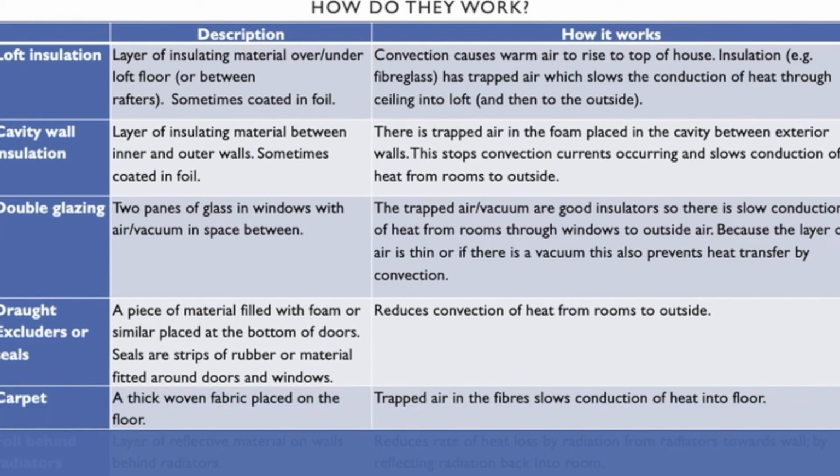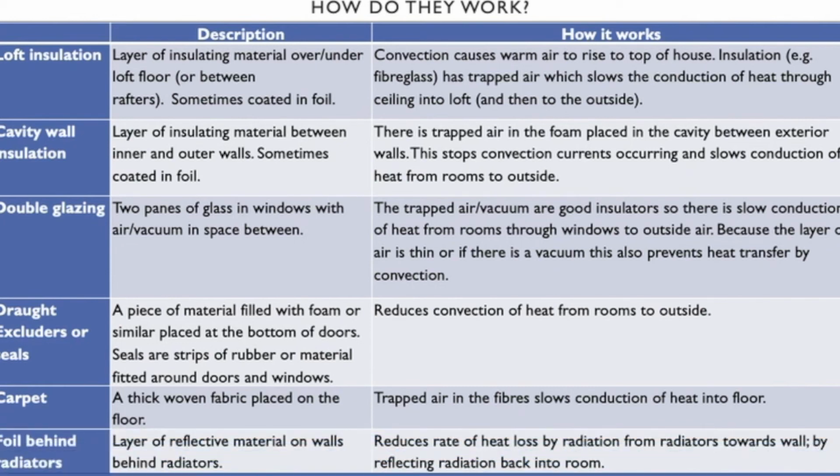Carpet, a thick woven fabric placed on the floor, works by having trapped air in the fibres, which slows conduction of heat into the floor and then away. And then foil behind the radiators is a layer of reflective material on the walls behind the radiators, which reduces the rate of heat loss by radiation from radiators towards the wall by reflecting radiation back into the room.